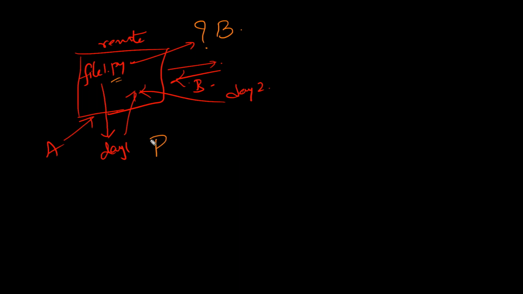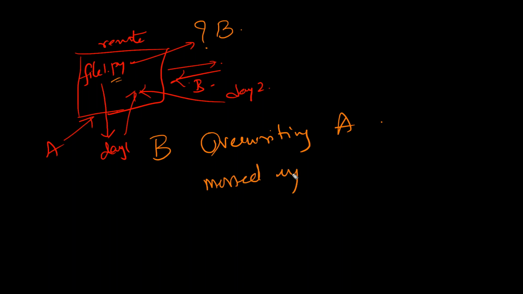Means what is happening here? B is overwriting the changes of A. Correct? If this keeps on going, let's say a team may have 10 members or whatever, at some point of time the project may be corrupted or messed up, right? One person is overriding the changes of the other, B doesn't know he's doing it, even A doesn't know his changes are gone or lost.